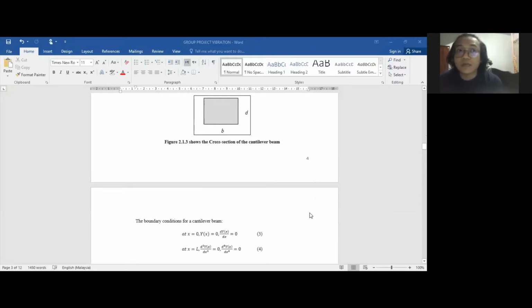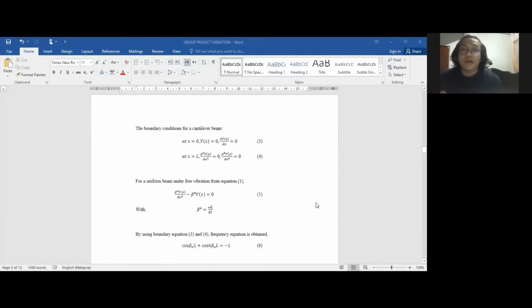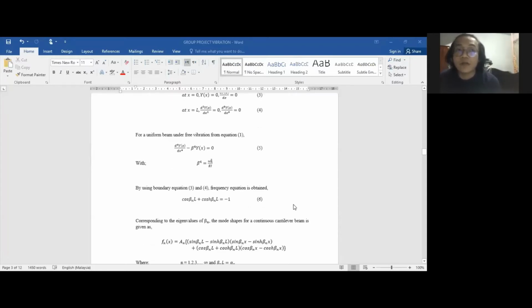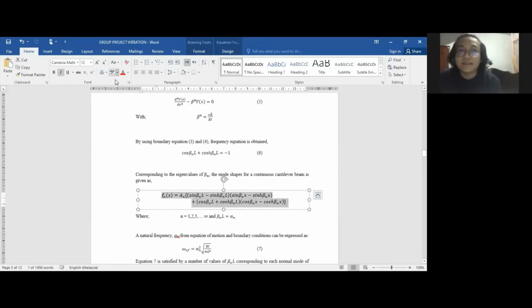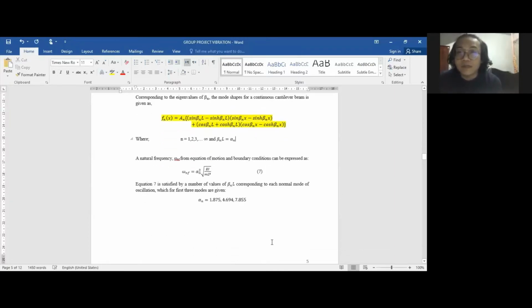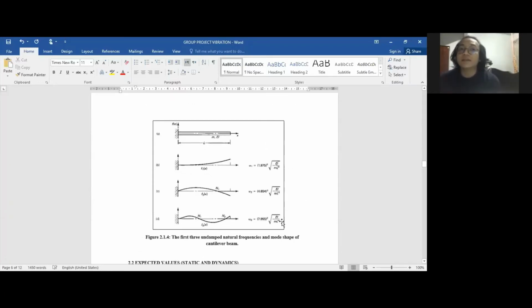To determine the boundary conditions, we use equation number 3 and number 4, and then equation number 5 is for when the beam is under free vibration. The mode shape for a continuous cantilever beam is shown by using the long formula, and then the natural frequency of the beam can be determined by using equation number 7. Figure 2.1 shows the first 3 natural frequencies and the mode shapes of the cantilever beam under free vibration. So that's all for me.